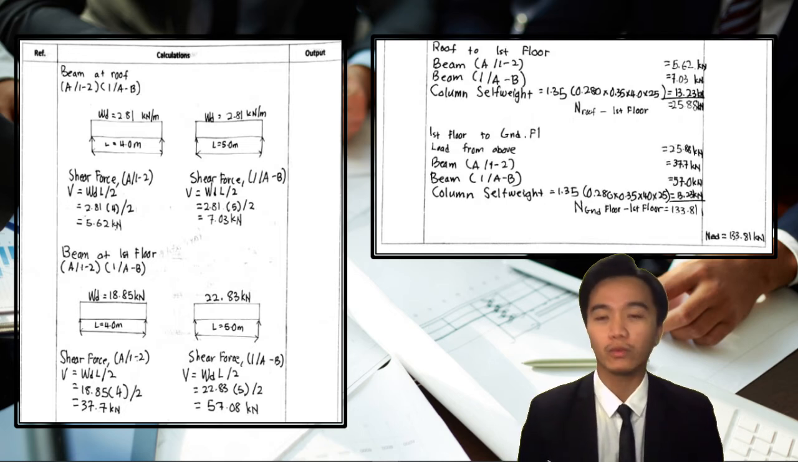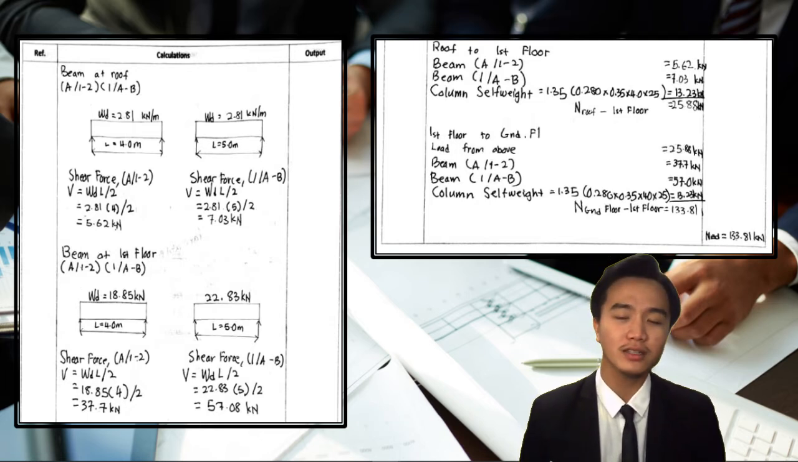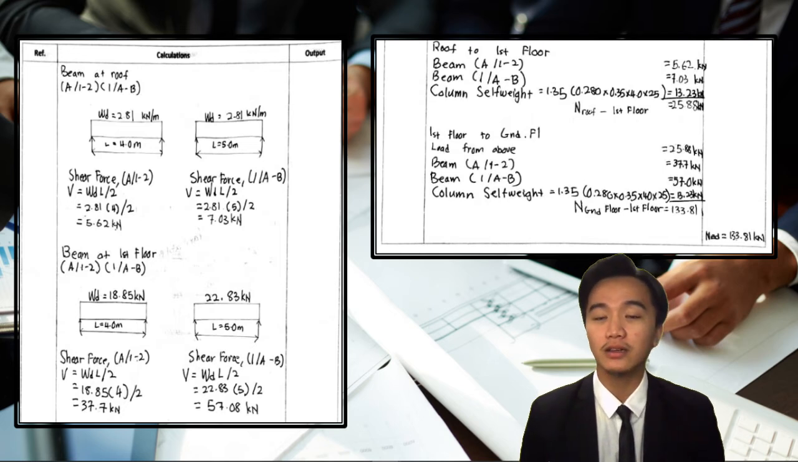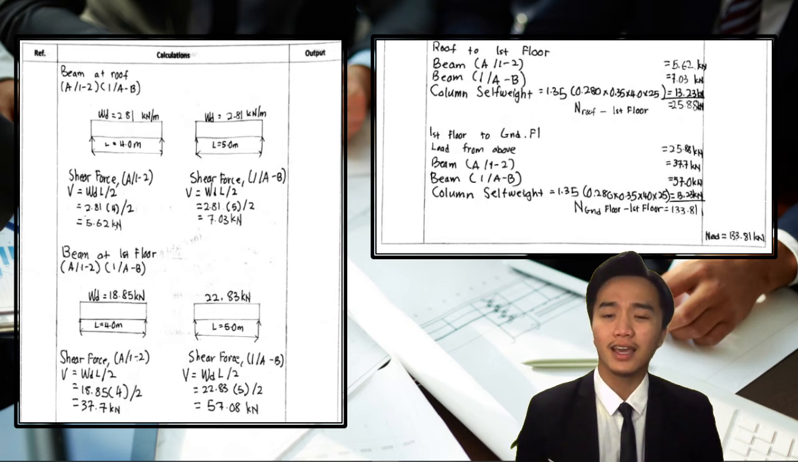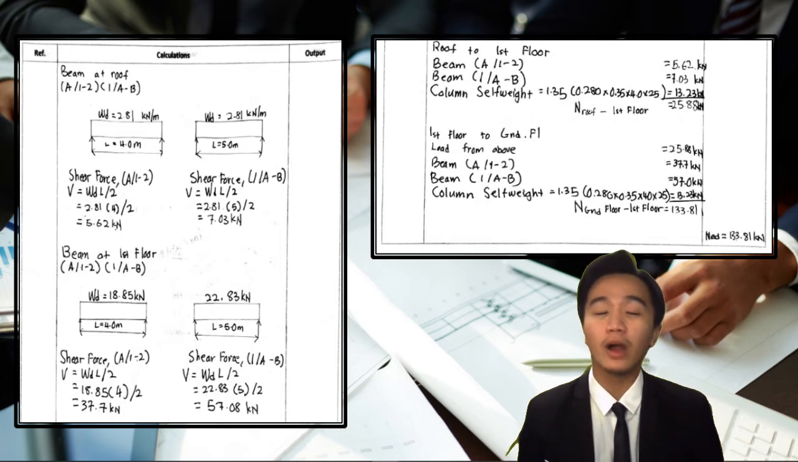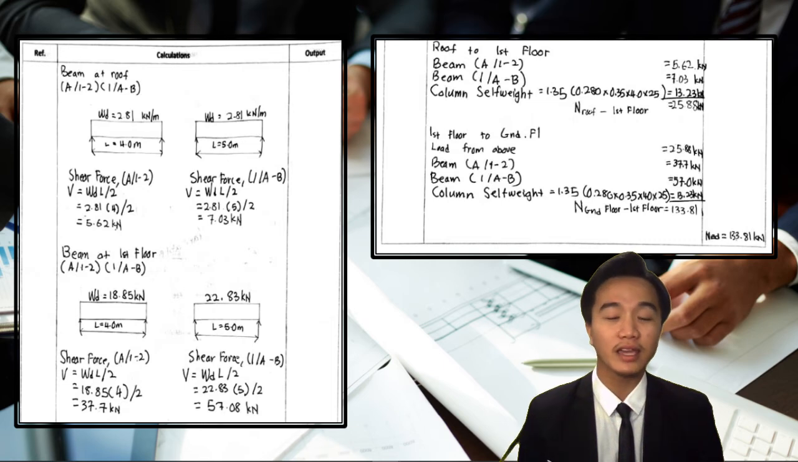So beam at roof, which is our A12, our shear force is 5.62 kN, and for our beam at roof for 1AB, our shear force is 7.03 kN, and for beam at first floor, as you can see here, beam for A12, the shear force is 37.7 kN per meter, and for our beam at 1AB, the shear force is 57.08 kN, and therefore our total NED is 133.81 kN by adding up all the shear force of the beam and also calculating the column self-weight.